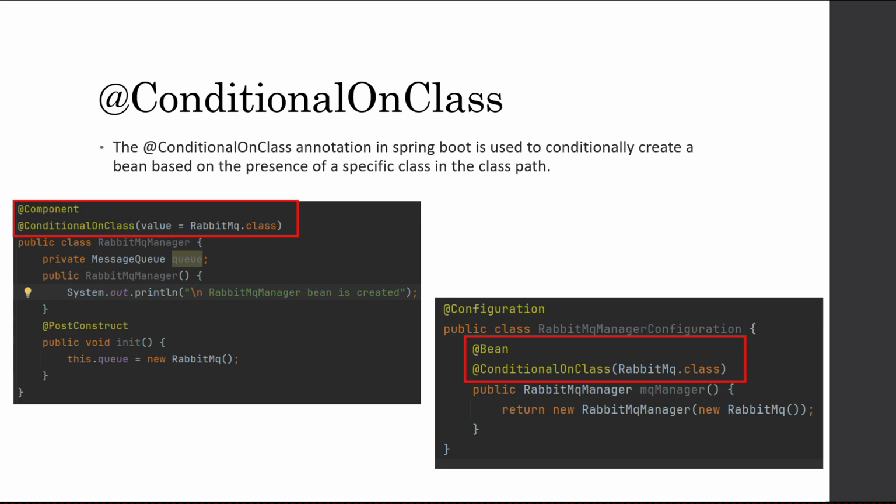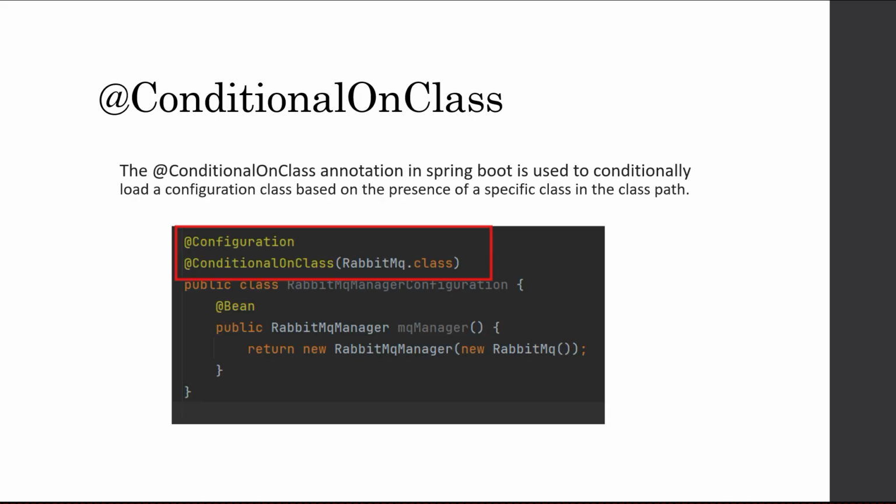In these two screenshots, we can see that we have used the @ConditionalOnClass annotation with the @Component annotation and with the @Bean annotation. The @ConditionalOnClass annotation in Spring Boot can also be used to load the configuration classes based on the presence of a specific class in the classpath.